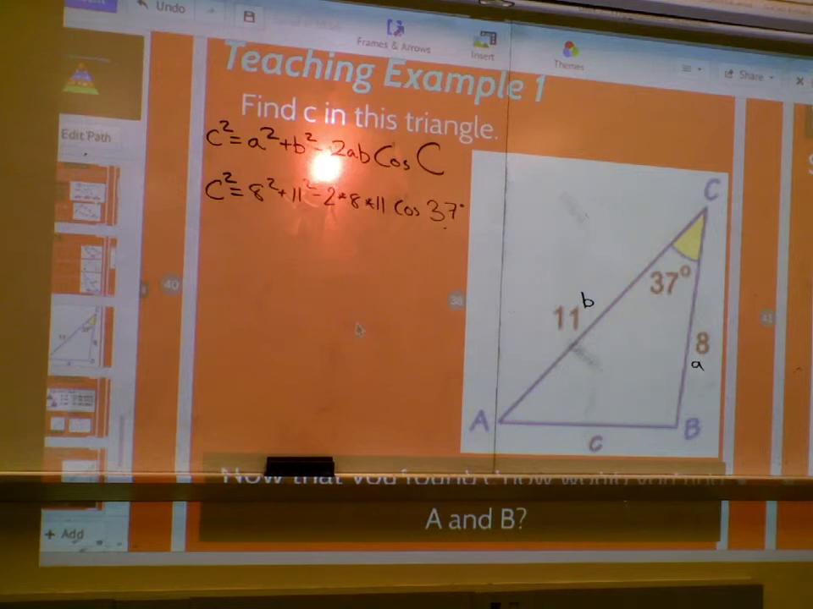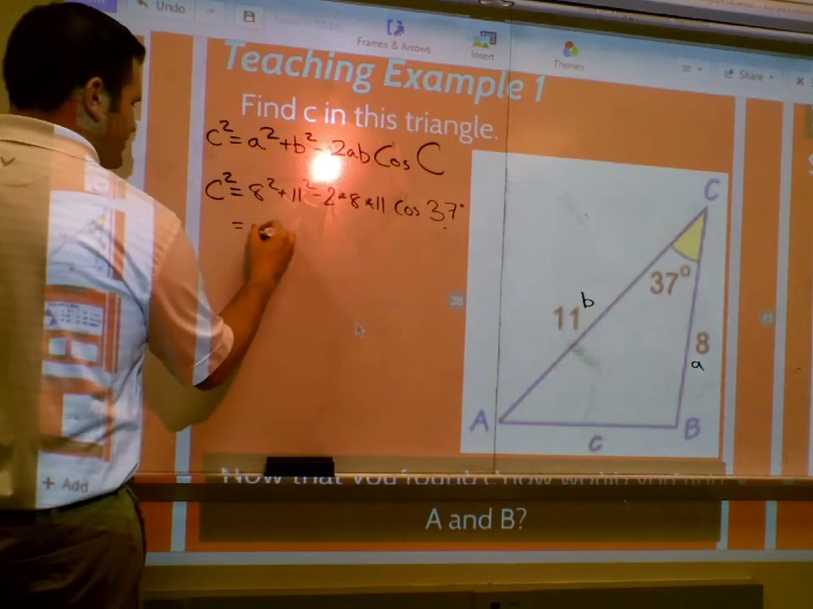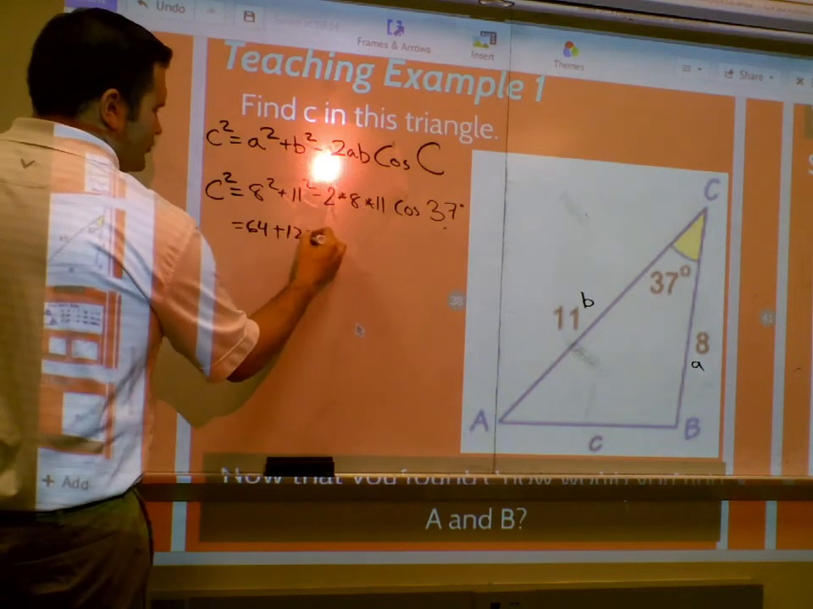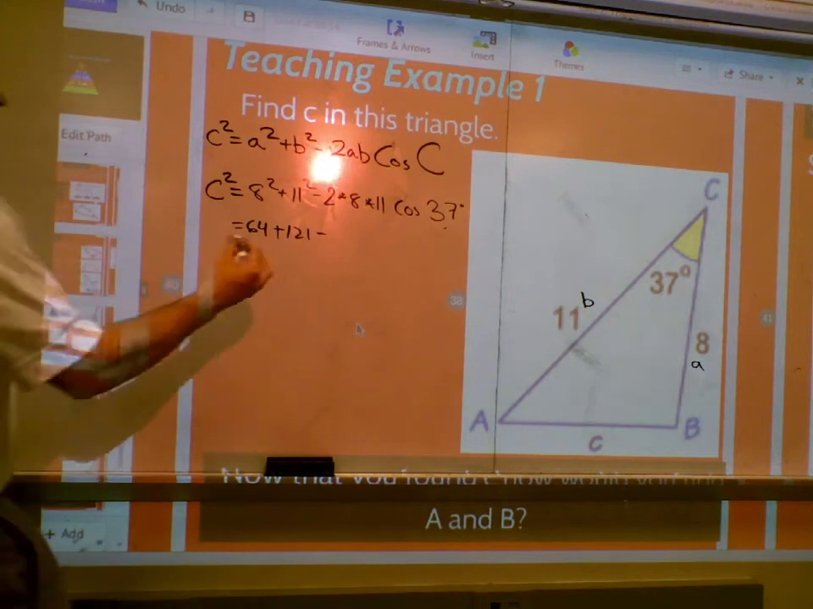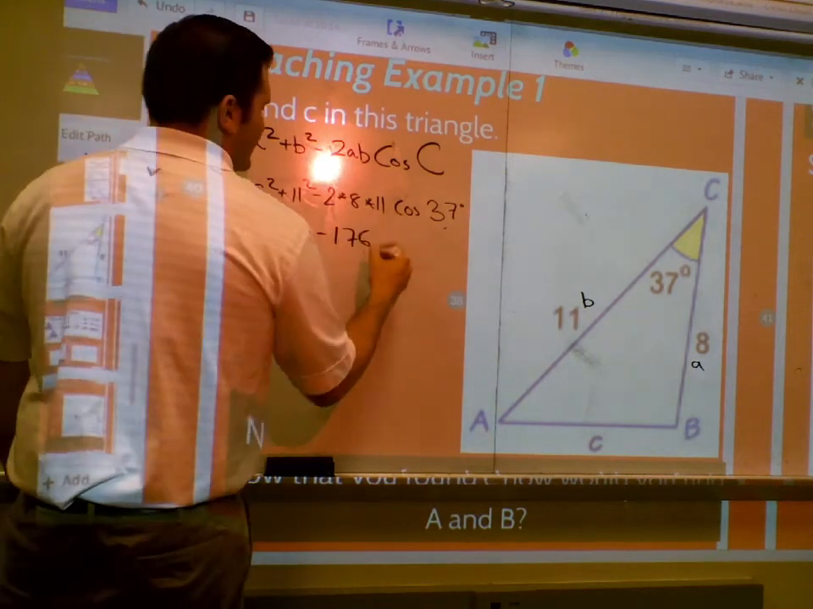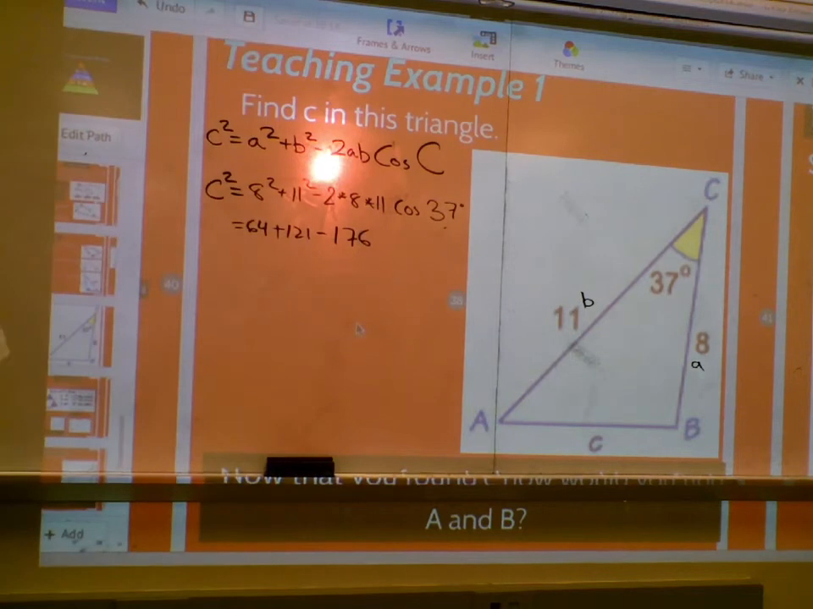We're not doing any algebra. All you have to do is solve, or just type it in your calculator. Don't you times that by cosine 37? Yep. So 8 squared is 64. 11 squared is 121. 2 times 8 times 11 is 176. Cosine 37, I can't do that in my head.